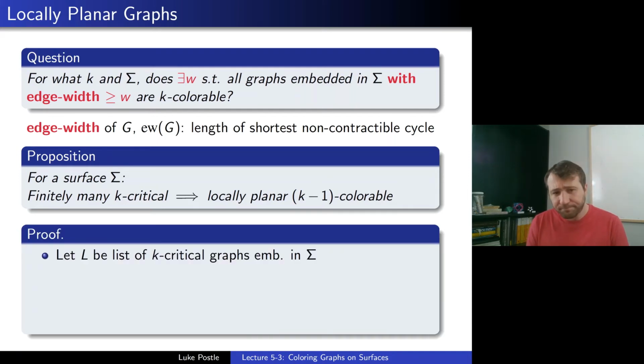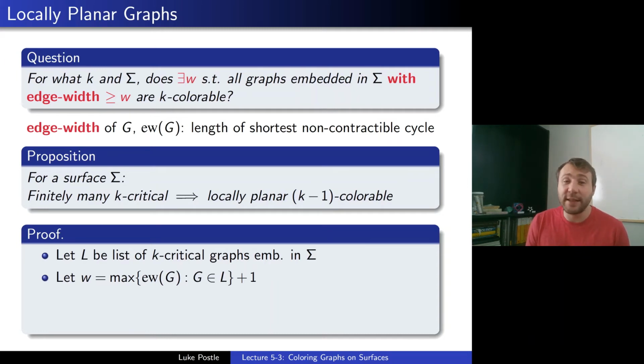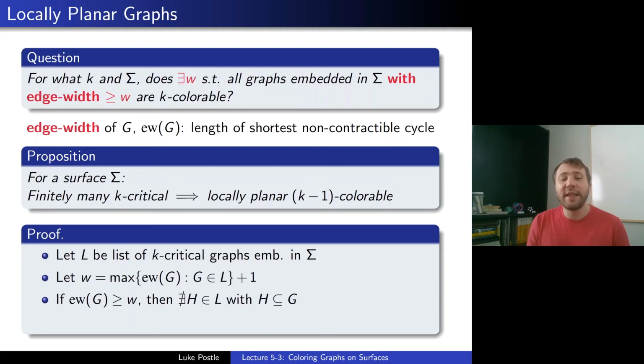Proof. Let L be the list of k-critical graphs embedded in sigma. So give me this list. There's only a finite number of them. And then the trick is we let W, the width we want to proclaim, be the maximum of the edge width of the graphs in the list L, plus 1. So we take this maximum, but we add 1 to it. And since the list is finite, we'll have a maximum. And then if the edge width of a graph, not one from the list, is at least W, then it turns out there does not exist a graph from the list that's a subgraph, right?